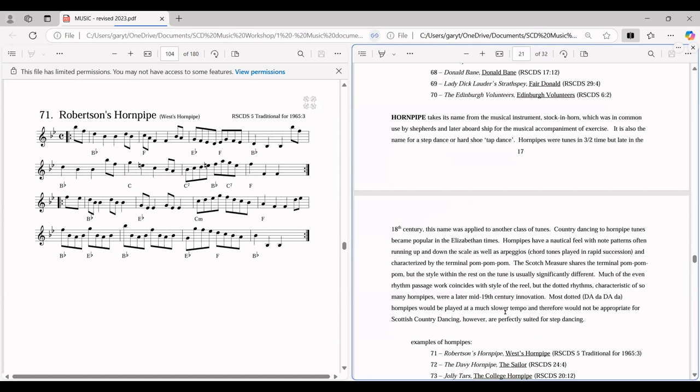Now this is true of two different types here. The hornpipe is one of them. So Robertson's hornpipe, number 71, we know from West's hornpipe.